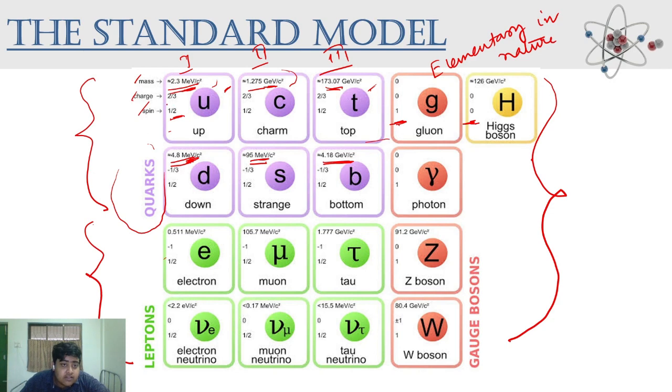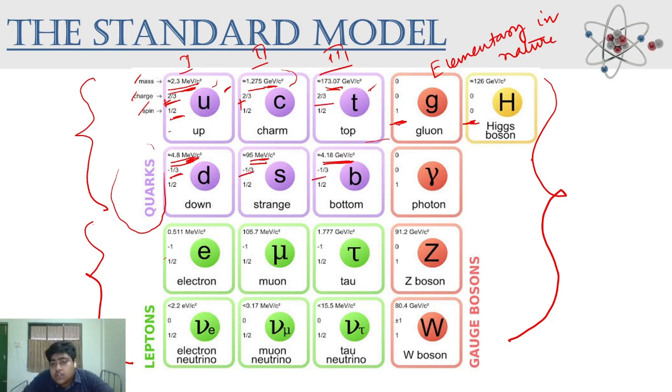These are the charges. The up quark has a charge of plus 2 by 3. This is plus 2 by 3. The down quark has negative 1 by 3, my bad. The charm quark again has a charge of plus 2 by 3. The strange quark has a charge of negative 1 by 3. The same goes for top and bottom.